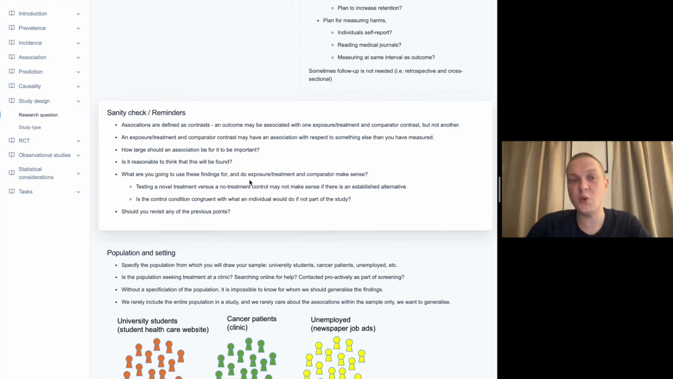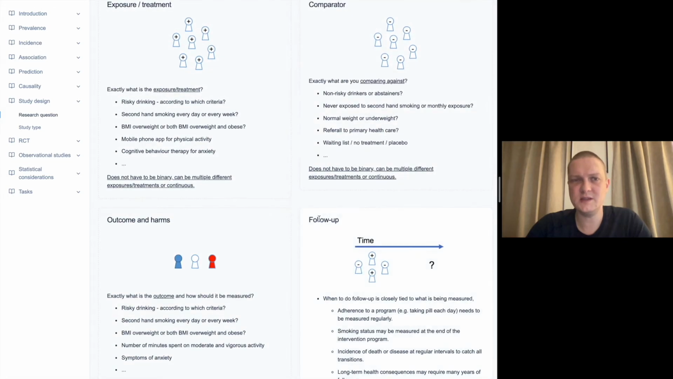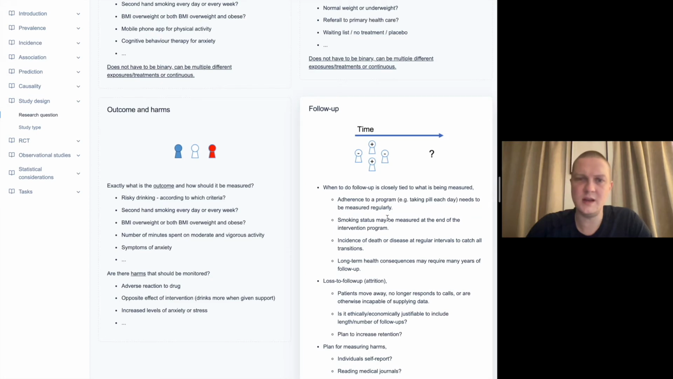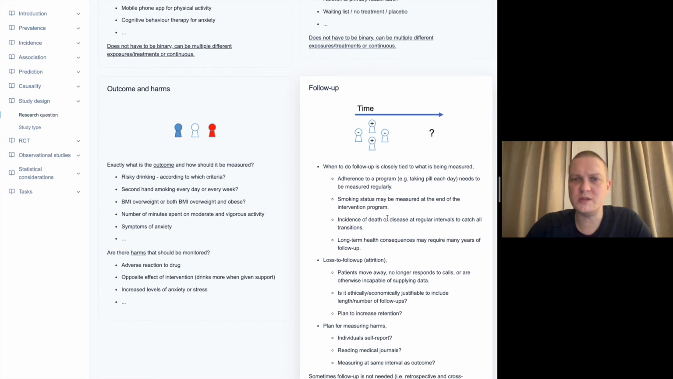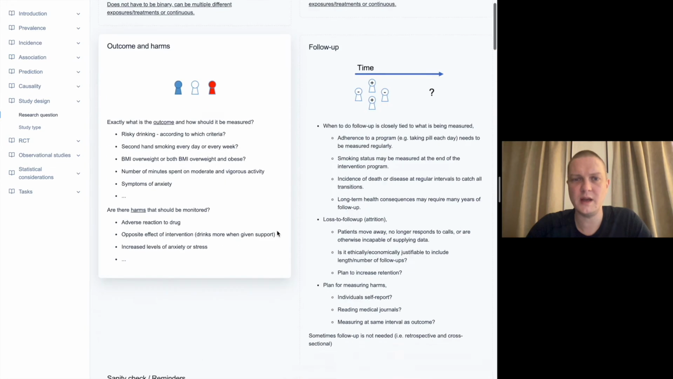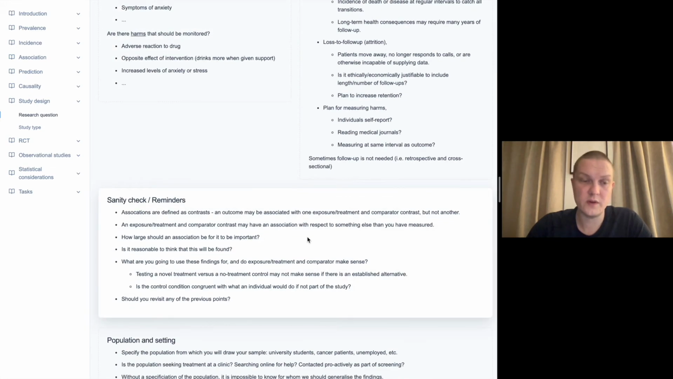This all ties into what you want to do with your findings, what kind of results you're expecting, or what kind of question you want to answer. Once you've thought about these, ask yourself, should you revisit any of these? Are there other outcomes that are important? Are there other comparators that are important? Is the follow-up interval not really in line with your research question? So make sure that you've decided upon these 4 and thought about them before going further.